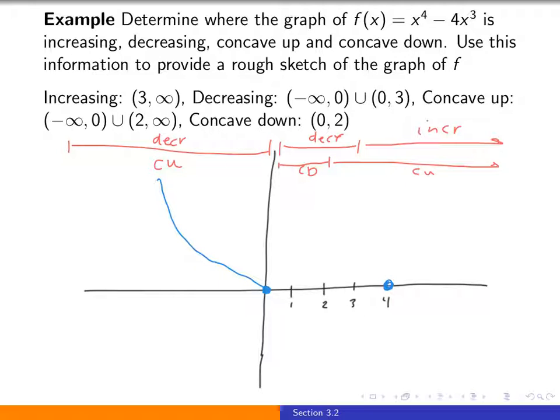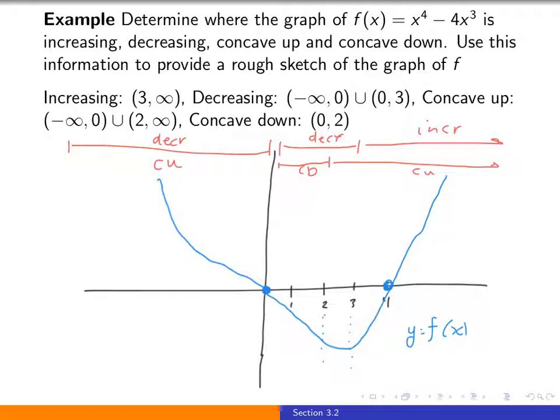When I get to 0, I continue to decrease all the way over to 3, but now I'm concave down. And I switch concavity from down to up at 3. So I'm concave down, I'm decreasing, switch concavity to up, and once I hit 3, I start increasing, and I'm concave up. So this would be a rough representation of this function f of x. And once again, to note those properties, I'm decreasing and concave up.